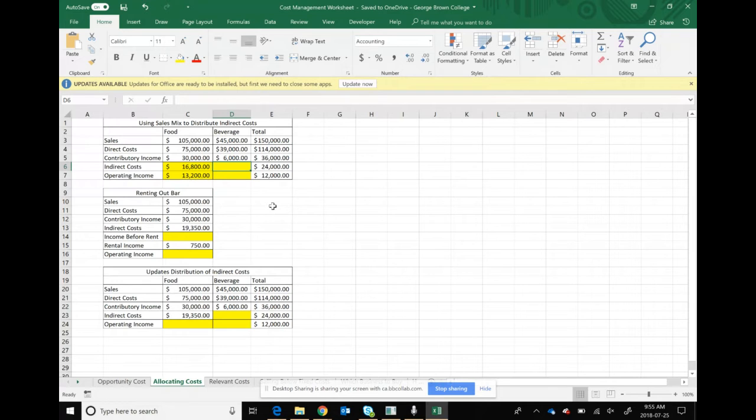So next we do the same thing with our beverage. If our food sales mix percentage was 70%, then our beverage must be 30%. But just to show you the math here, we take 45,000 divided by 150,000, and we get 30%, or 0.3. So if we put the other equation in there, 45,000 divided by the total, multiplied by the same 24,000, we get $7,200. So that $7,200 is 30% of our indirect costs that we're allocating to our bar.